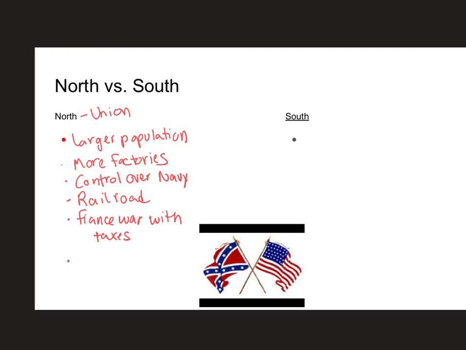Now, something to notice, that not everybody in the North was against slavery. There was a group called the Copperheads, and they were pro-slavery, but lived in the North.